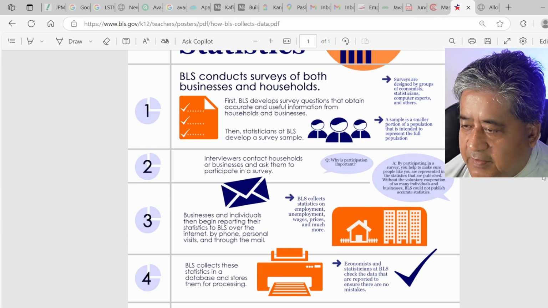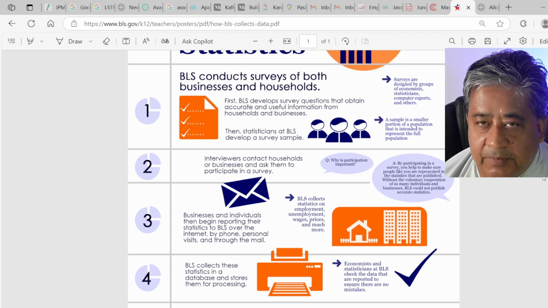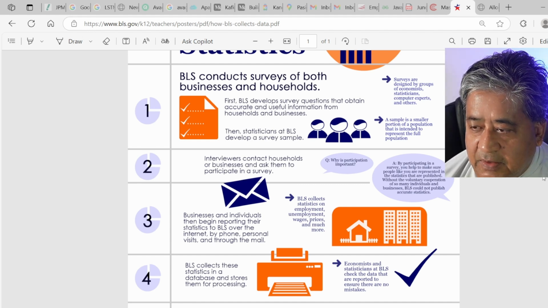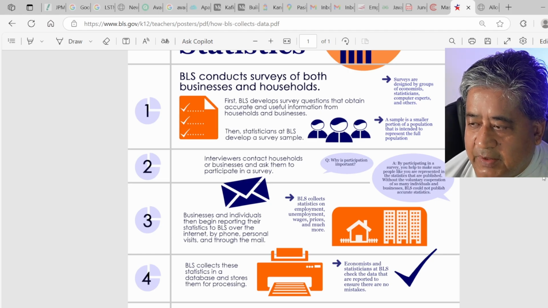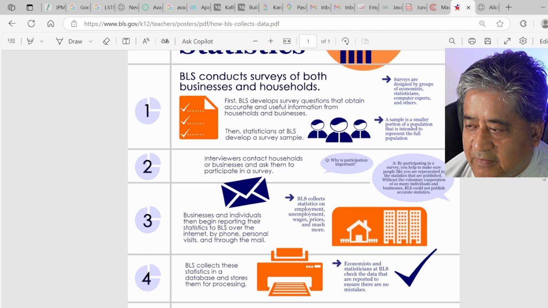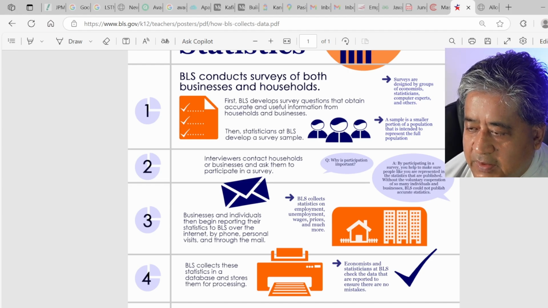Then step 3, businesses and individuals begin reporting their statistics to BLS over the internet or by phone or personal visits or through email. And then BLS collects the statistics on employment, unemployment, wages, prices, and many more data.